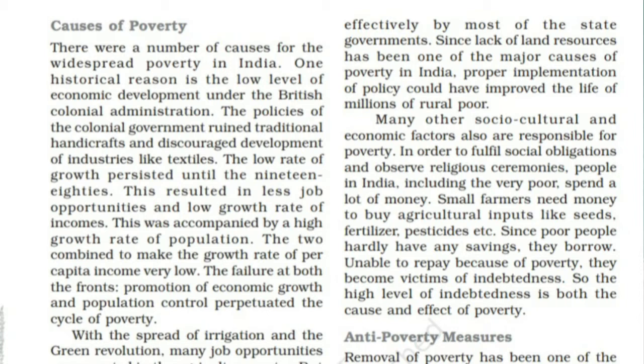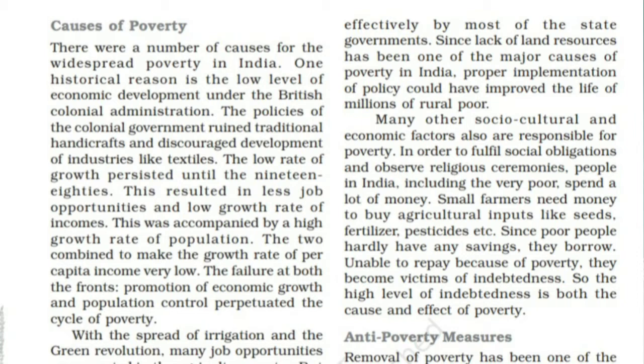So what is the first point? In the first paragraph, page number 38, underline this top point. What is that? The low level of economic development under the British colonial administration. How did the British administration cause poverty? Because the policies of the colonial government ruined or destroyed the traditional handicrafts and discouraged the development of industries like textiles. So this is one of the main reasons for poverty in India.